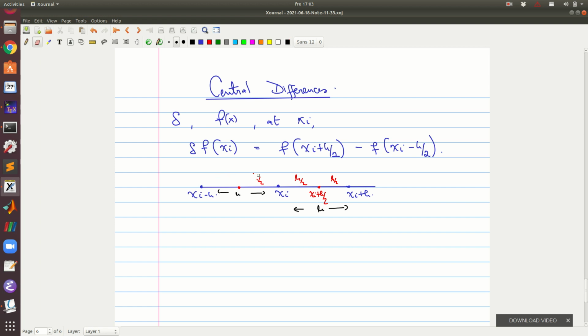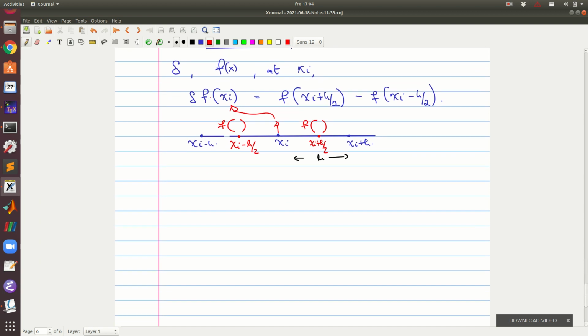I really don't need to write this. Instead of crowding so many things here, since we have already seen this from the previous video, I can just say this is xi minus h over 2. So that means that we stand here. And then we get the value of the function here, minus the value of the function at this point. It will give us the first central difference operator of the function f of x at the point xi.